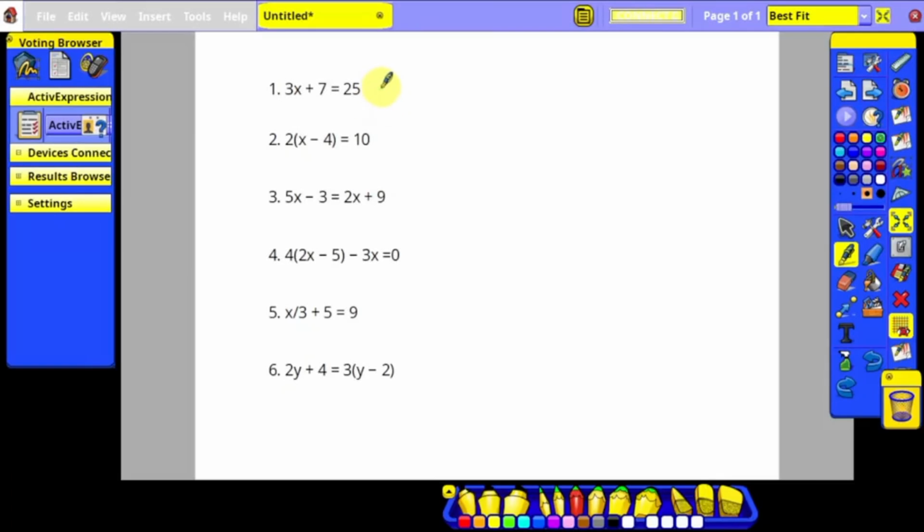Okay, we have 3x plus 7 is equal to 25, which implies 3x is equal to 25 minus 7, which is 18, which implies x is equal to 18 over 3, which is equal to 6.